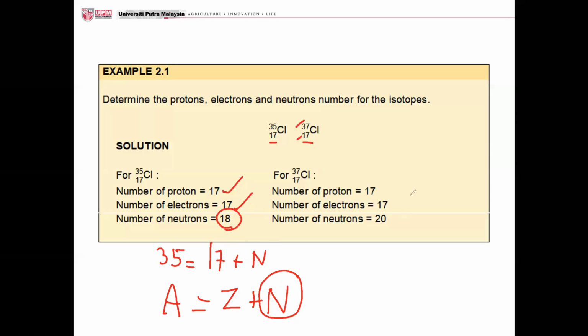So same goes to the chlorine 37. Use the same step as the previous one. Okay, so you know the number of proton is 17. So since this one is a neutral atom, it has the same number of proton and electron. So to know the number of neutron, you use this formula. Then you will get 20 neutron number.